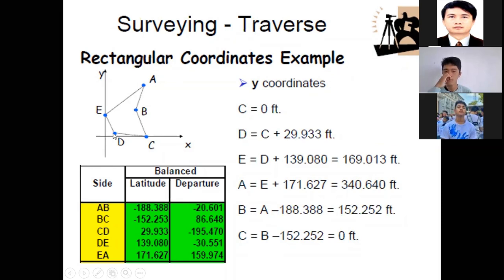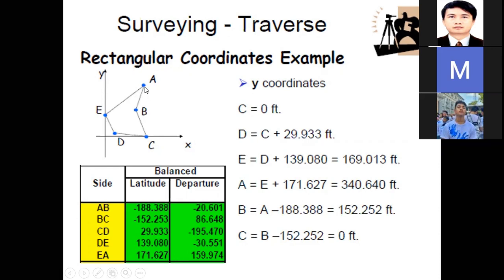Next point is point E. From D, this is the value. We're considering the latitude value of the line segment DE, 139. We need to add this value, and this will give us 169.013. Next point is point A. We need to add this component, the y or the latitude value of the line segment EA. So plus 171, this will give us 340.